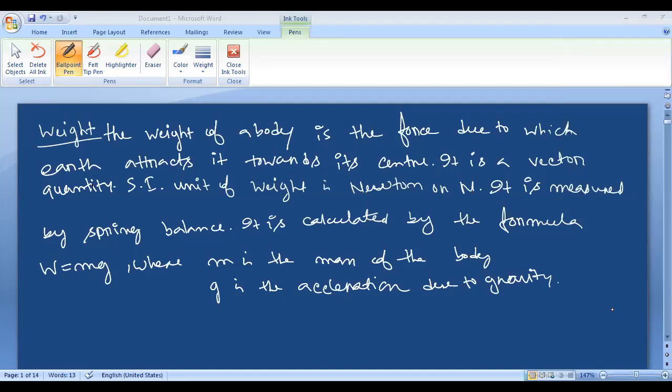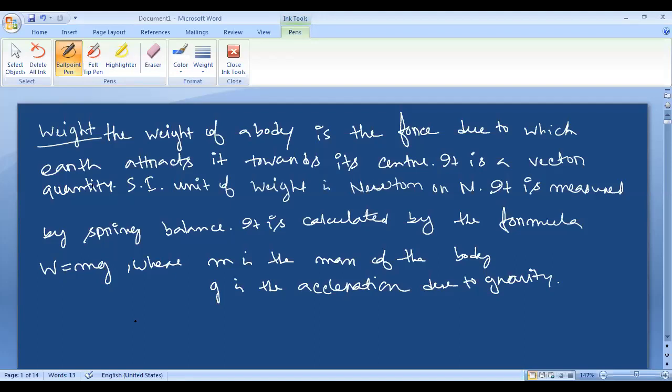Okay, so all of you finished writing this one? Definition of weight? Yes or no? Yes. Okay, so now see, weight depends upon the mass and the acceleration. So mass will remain constant wherever you go, but weight will change. That means your weight or our weight on Earth is different, on the Moon is different. Why?